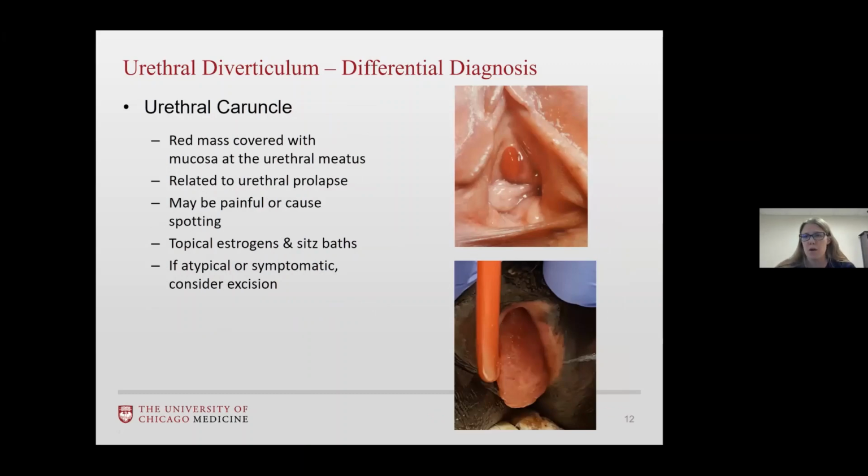Other things that you want to look for are things like urethral caruncles, which we see quite frequently. They're around the meatus. It's a red mass covered with mucosa at the urethral meatus. They're related to urethral prolapse, and they can be painful or cause spotting. Typical treatment includes topical estrogens and sitz baths, or if they're atypical or symptomatic, you want to consider excision. Oh, this was one I had. Intriguingly, this is actually a urethral caruncle. It was about 4 centimeters long on a woman, so sometimes they can have an interesting presentation.